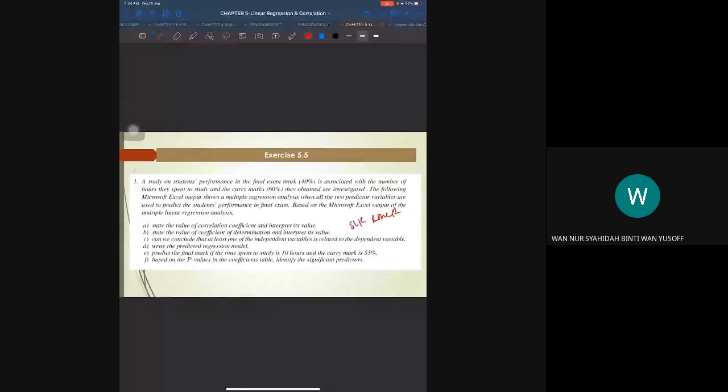So back to the F here: based on the p-value in the coefficient table, identify the significant predictor. So the p-value in the coefficient table, the last table in your output. It is not the p-value from the significant F. This is the p-value in the coefficient table. Identify the significant predictor.